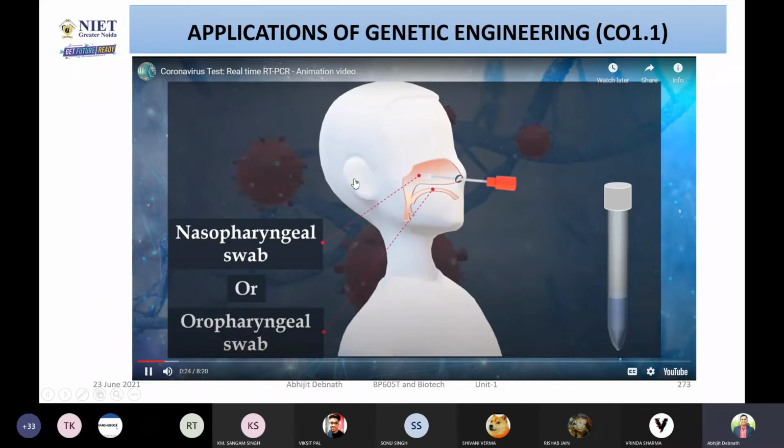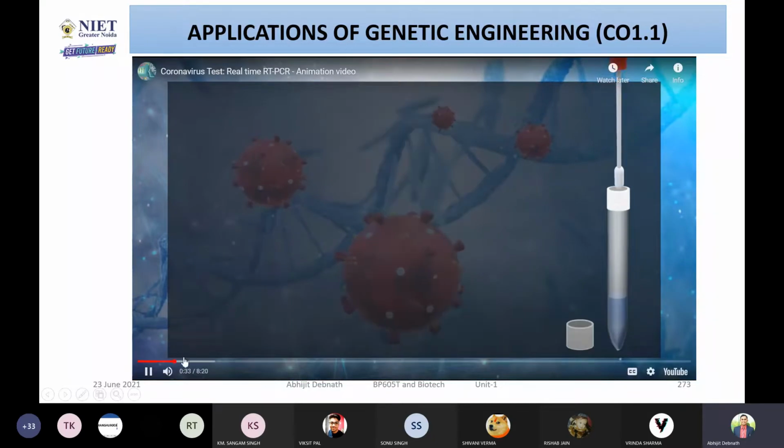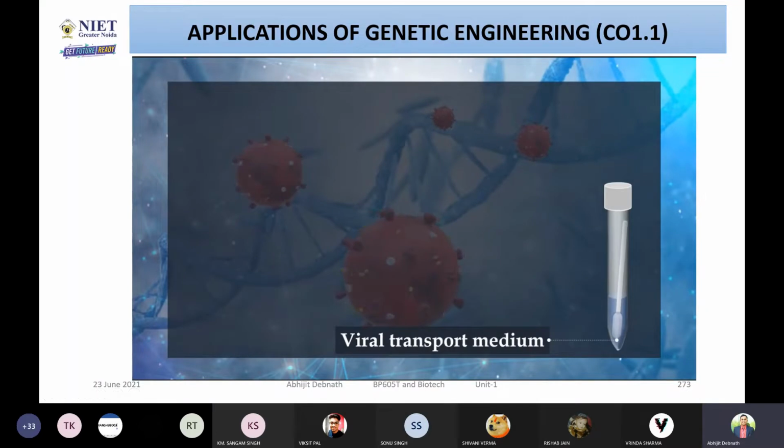And gently moved forward into the nasopharynx. Then it is rotated for a specified period of time to collect secretions that contain the virus. Once the swabbing is applied, the swab is placed immediately into a sterile tube containing a viral transport medium.